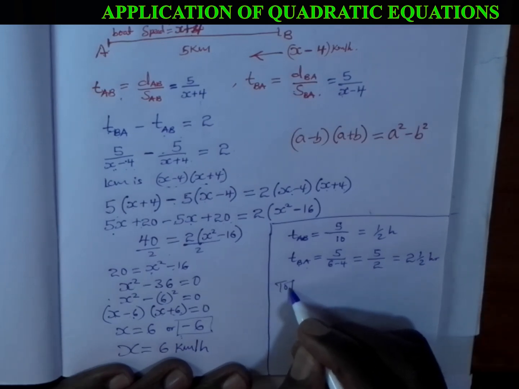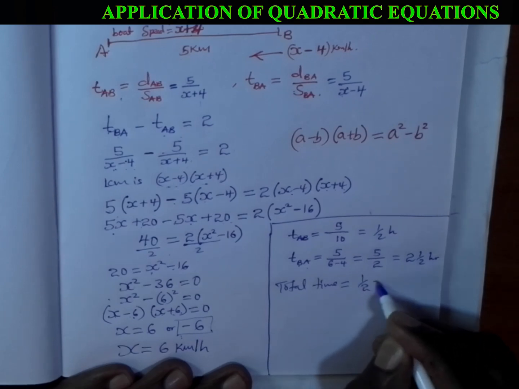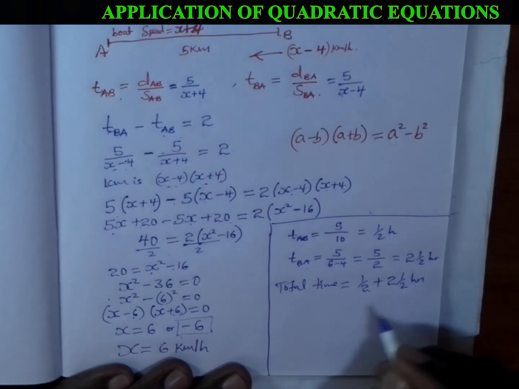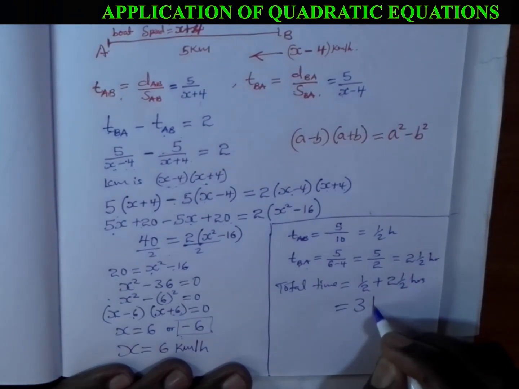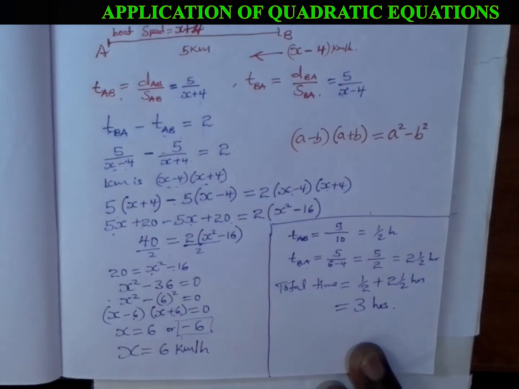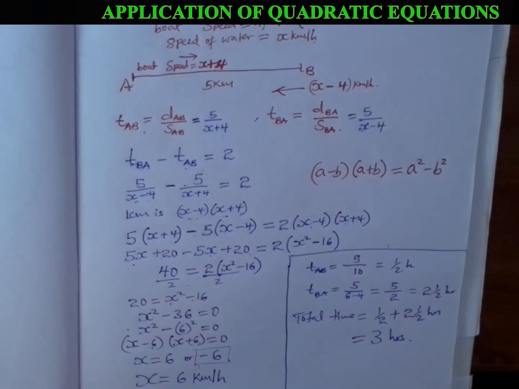So total time is a half plus 2.5 hours. So we end up getting 3 hours. So the total time is 3 hours. So that's how we solve that particular question.